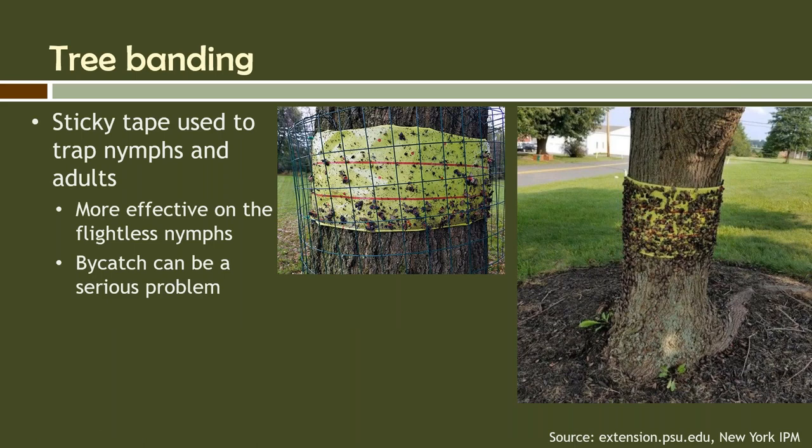Tree banding is the application of a sticky tape around the bark of a tree, somewhere where the eggs are. And again, once those eggs hatch, the nymphs are going to crawl up the tree. They're going to be looking for the soft, succulent leaves or parts of the tree to feed from. And being wingless, they can't fly around that tape. So you're going to catch a lot of different insects and lanternflies as they crawl up the tree.